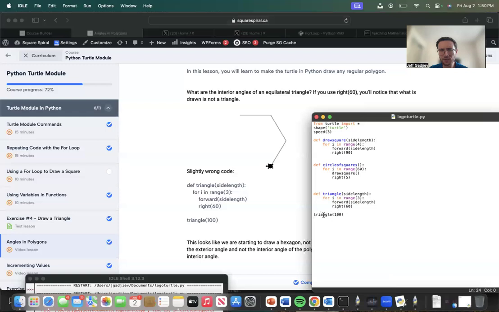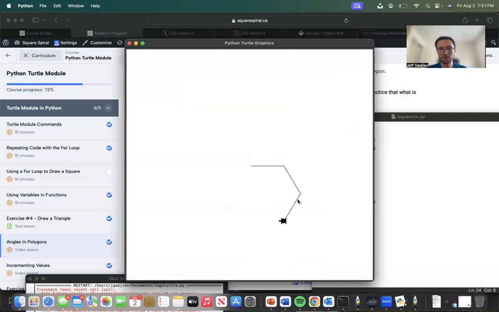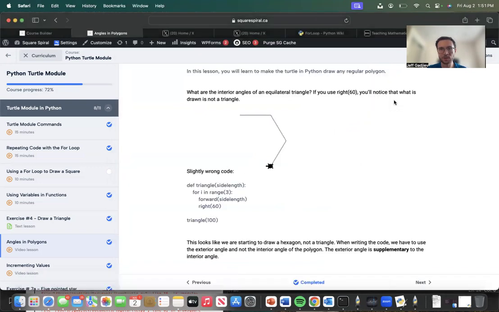So here is the function being called. So the function expects an input, a certain value for the length of the lines that are going to be drawn. So let's try running this program and see what happens. Yeah, so this is the result that we get, which is clearly not a triangle. Okay, it looks more like we're drawing a hexagon here, actually, starting to draw a hexagon.